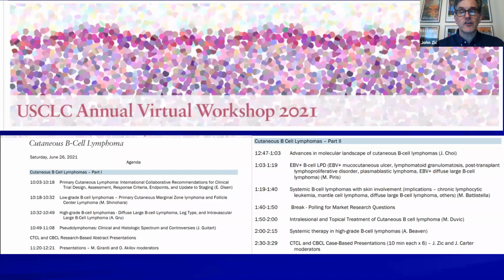And then we went into a discussion of both low-grade B-cell lymphomas. By low-grade, we mean very slow-growing and usually good prognosis, as opposed to the high-grade B-cell lymphomas that are fast-growing and often have a worse prognosis. We went into a discussion about pseudolymphomas, and we'll talk about that. And then for part two, we really did a deep dive into some biochemistry and molecular biology of the B-cell lymphomas. We had a great talk about Epstein-Barr virus and its role in some of the B-cell lymphomas and what we call LPDs, lymphoproliferative diseases.